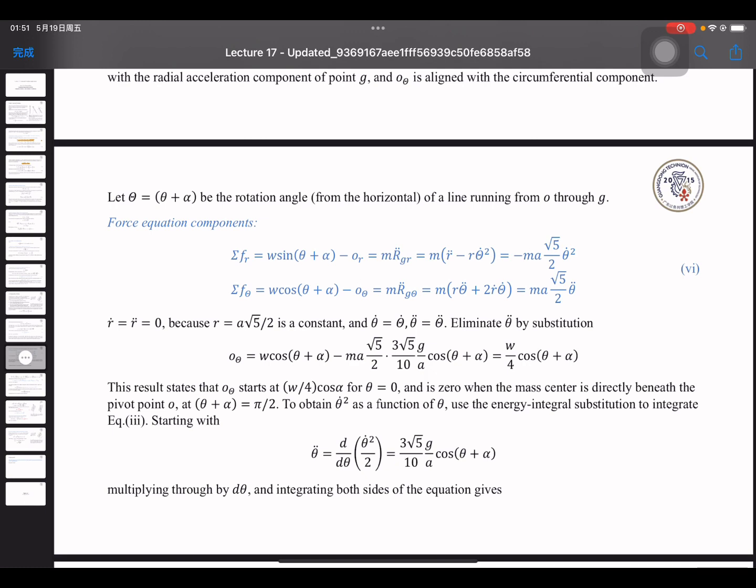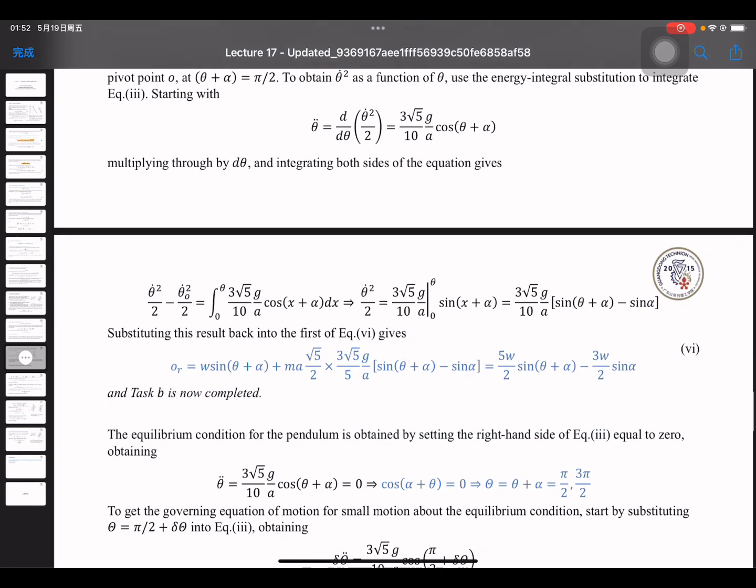This result is that alpha theta starts at W over 4 cosine alpha for theta equals 0, and it is 0 when the mass center is directly beneath the pivot point O, theta plus alpha equal to pi over 2. To obtain theta dot squared as a function of theta, use the energy integral substitution to integrate the equation, starting with this. Theta dot equals d over d theta of theta dot squared over 2, equal to 3 square root phi over 10 g over a cosine of theta plus alpha. Multiplying through by d theta and integrating both sides of the equation, we get such.